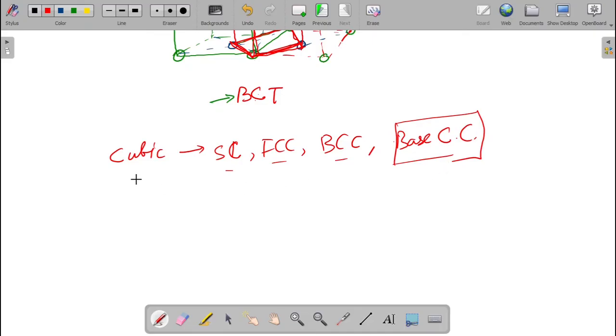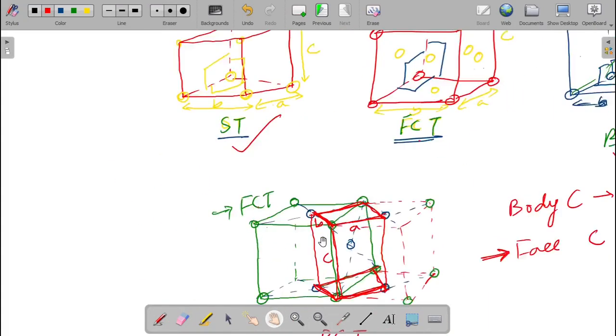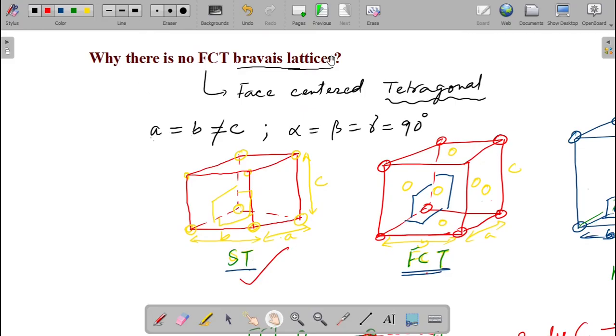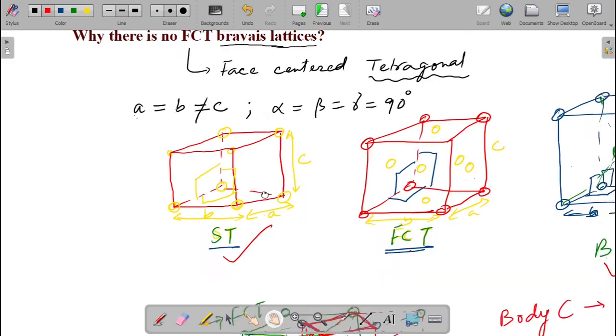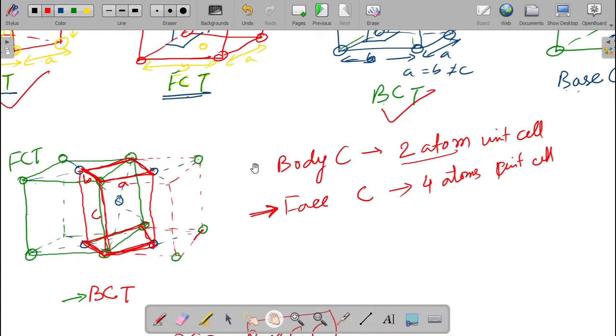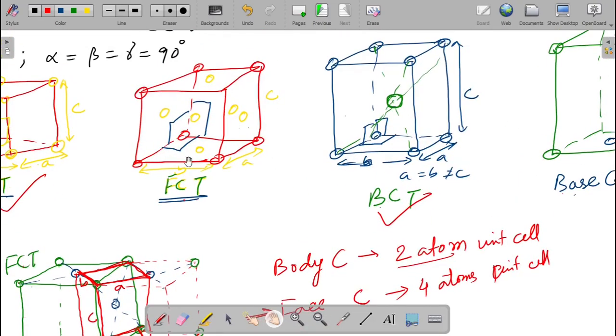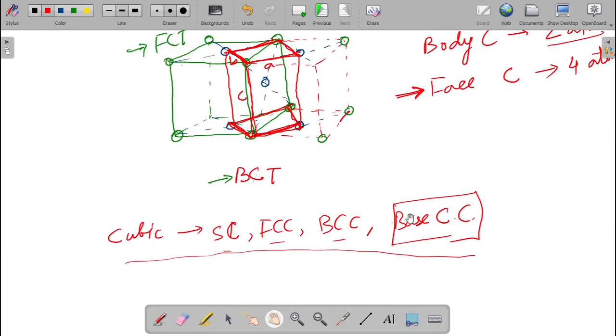Okay, so with this we end our video where we have answered this question, why there is no FCT Bravais lattice. Right? So remember this statement, and that's the basis for not having face-centered or base-centered tetragonal. Similarly, not having base-centered cubic.